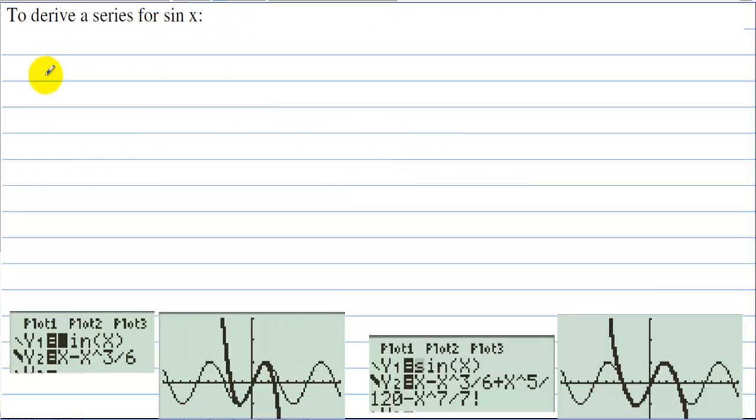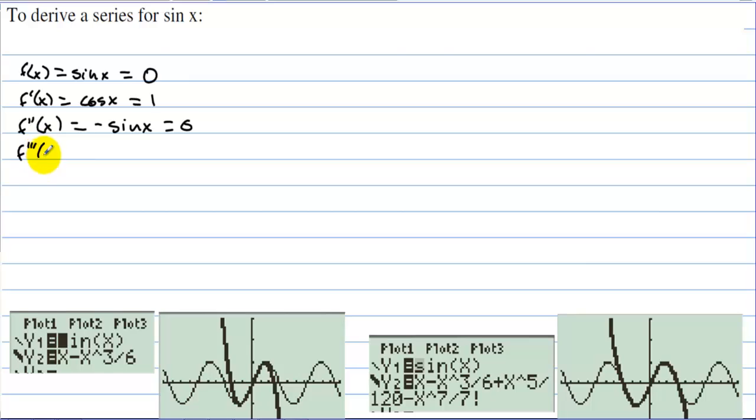for all values. To derive a series for sine of x, we have f of x is equal to sine of x, and sine of 0 is 0. F prime of x is equal to cosine of x, and cosine of 0 is 1. The second derivative is equal to negative sine of x. That's 0. The third derivative is equal to negative cosine of x, and that's going to be -1 at 0. And then the fourth derivative is equal to sine of x, and we're right back where we started. We start at sine of x, and then sine of 0 is 0.